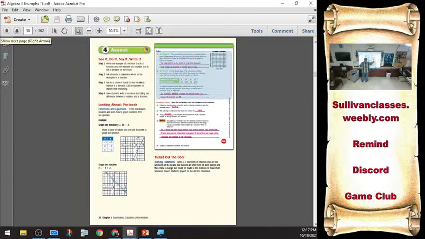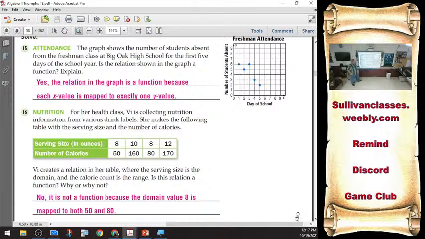Next side was the same thing but words. Number of students absent from the freshman class, first 5 days of school. Here's a graph. Is it a function? That's all they're asking, okay? Here's a graph. Is it a function? And I'd say yes because it passes the vertical line test. Okay. Now they said because every x is mapped to one y. Well, that's the formal definition, but I can just say it passes a vertical line test. That's fine.